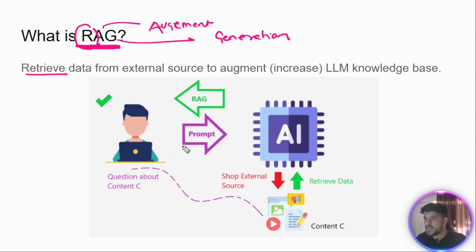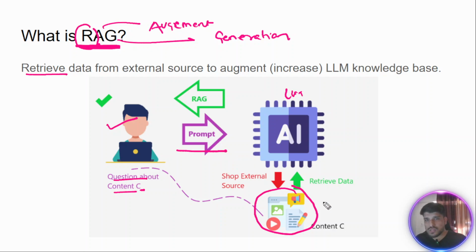So what we are doing, let's say a user is asking questions about content, right? What we want is that this content C lies here. Now this LLM model is not aware of this content C. So whenever the user asks any question about the content C, the user asks in terms of a prompt.